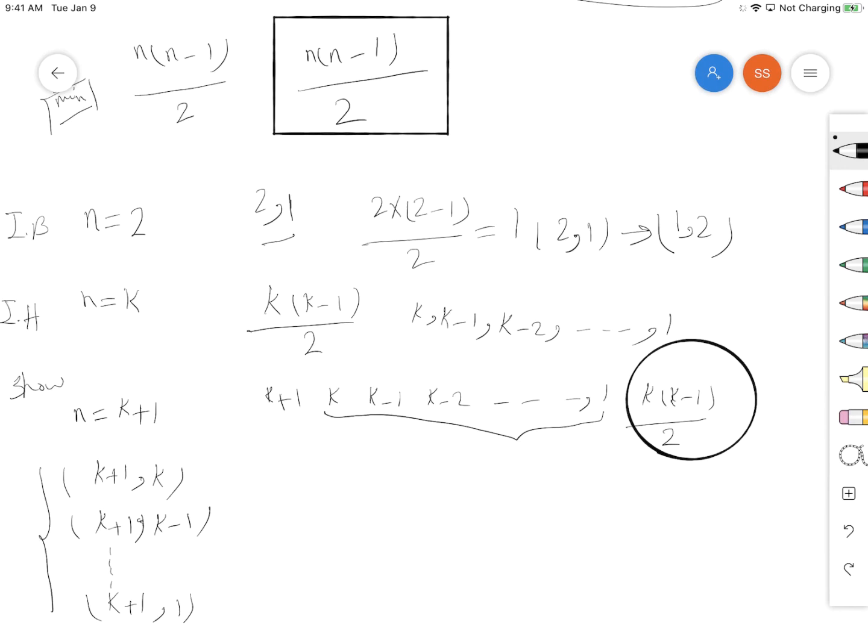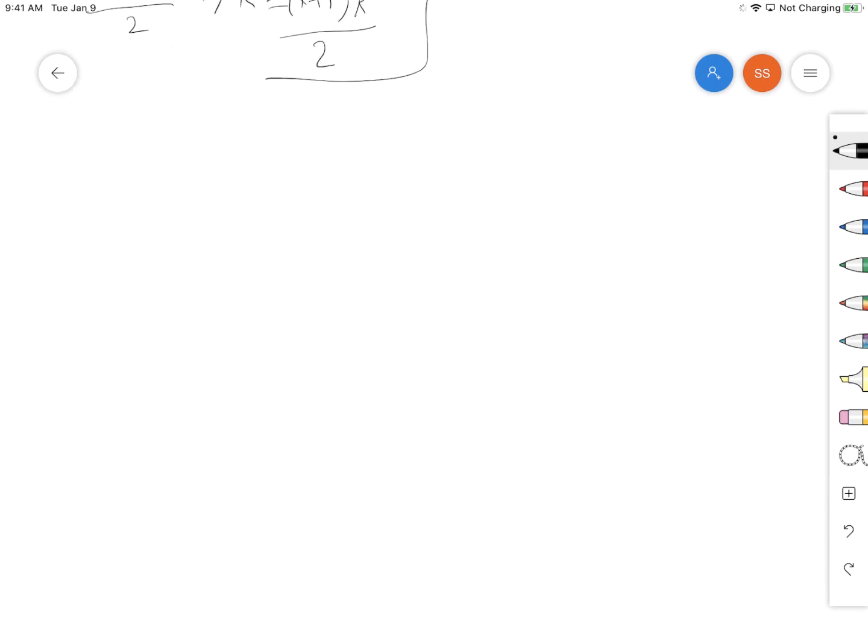So at least the number of comparisons will be equal to k multiplied by k minus 1 divided by 2, plus the number of the inversions that are added. So at least we need to do comparisons to remove these inversions. That is equal to k. So we are adding k other inversions, so at least we need k more comparisons. So if you just add these numbers together, it's going to be equal to k plus 1 multiplied by k divided by 2. So that's the proof.